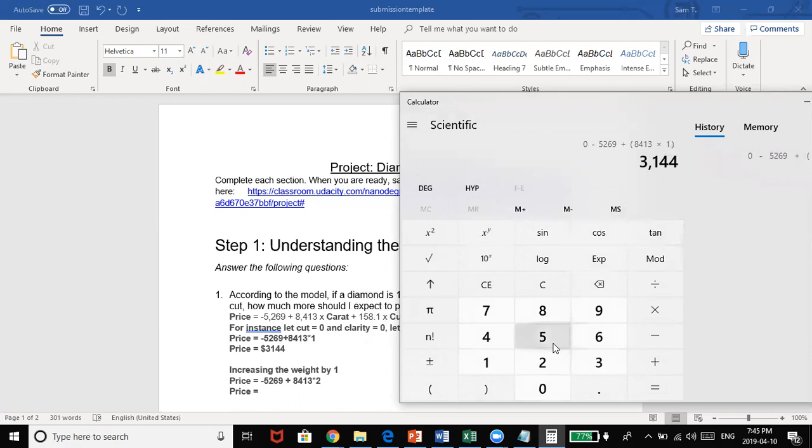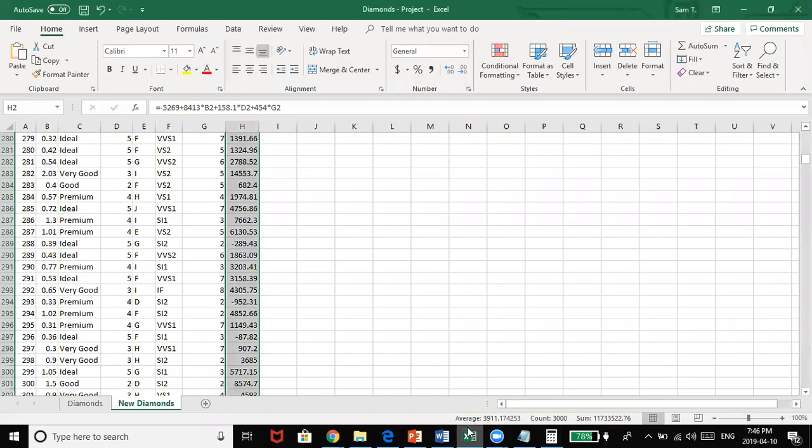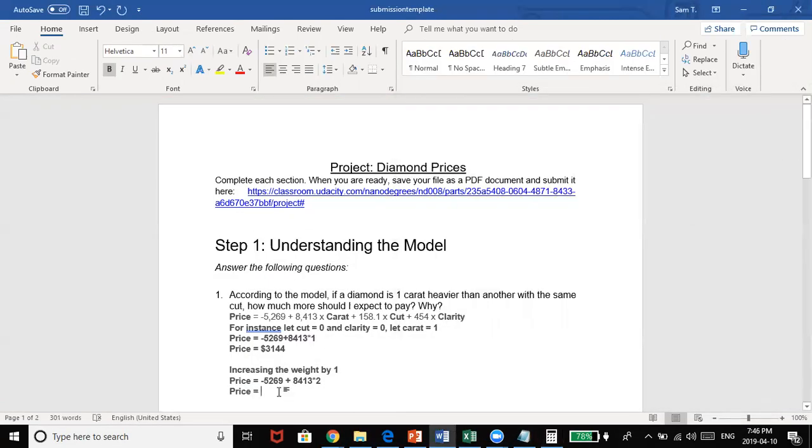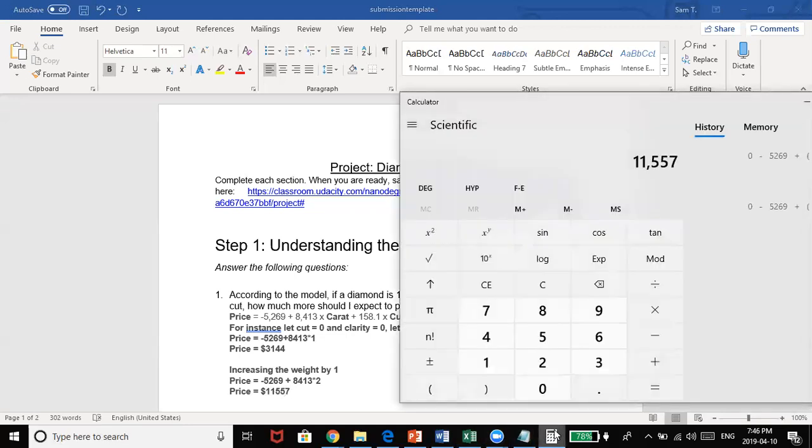Negative 5269 plus, bracket open, 8413 times 2. All this can also be done using Excel. If you're doing this with Excel, it would be easier because you already have the equation in Excel as opposed to punching the values in a calculator. So if I do that, I'm going to have 11557. Let's just confirm that's the number I have. So 11557.